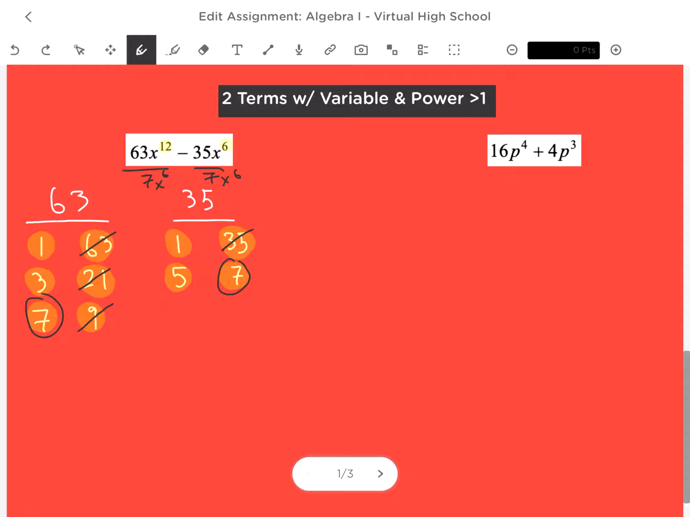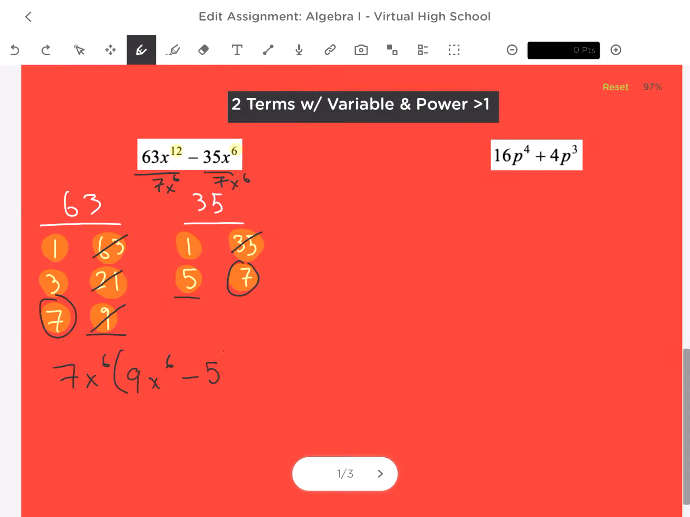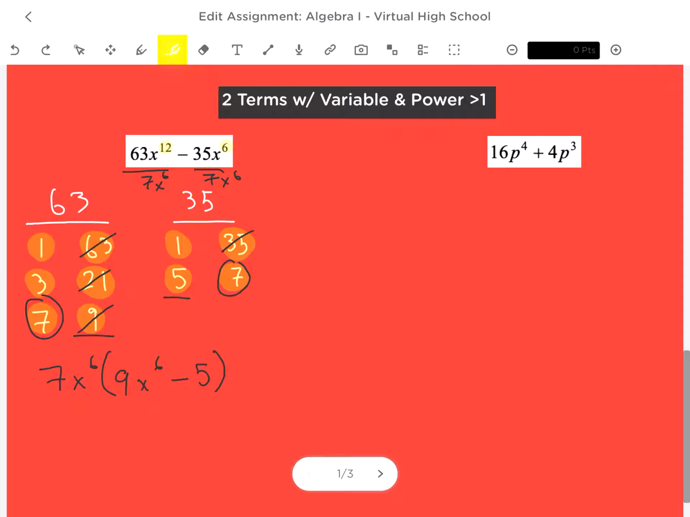So when I go to write my final answer, 7x to the 6th is going to be on the outside. 63 divided by 7 is 9. x to the 12th divided by x to the 6th. Remember, we just subtract the exponents, so that means that's x to the 6th power. We're going to leave the minus sign in. 35 divided by 7 is 5. And then x to the 6th divided by x to the 6th is just 1, so that gets completely canceled out. So this is my final answer.